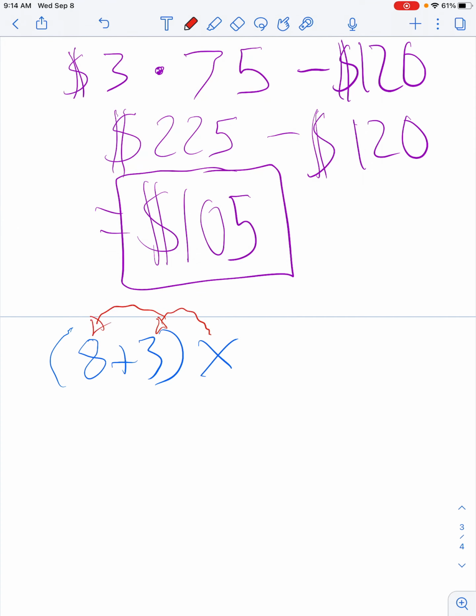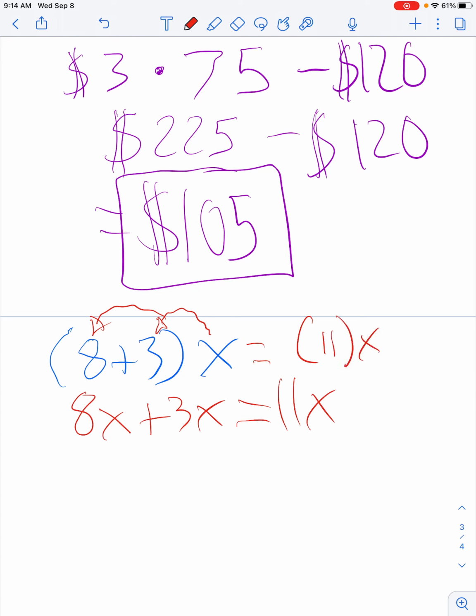Remember, the distributive property means anything on the outside of your parentheses, you have to multiply in. So this would be like 8x plus 3x equals 11x. Another way you could look at this is you could say 8 plus 3 is 11. 11 times x equals 11x. So again, multiple ways to look at things.